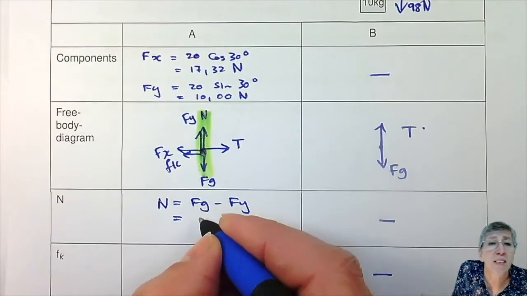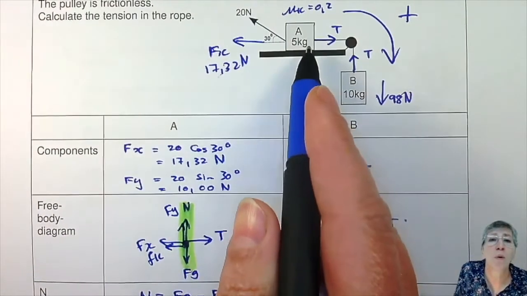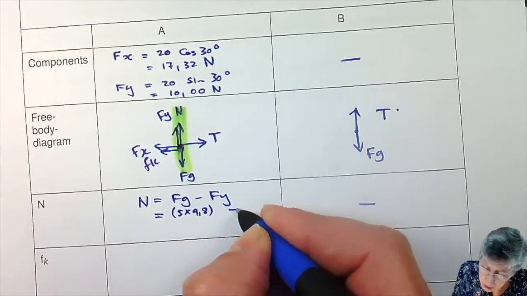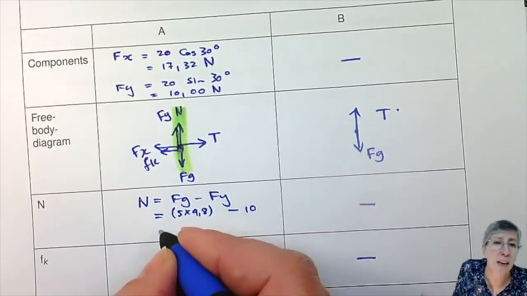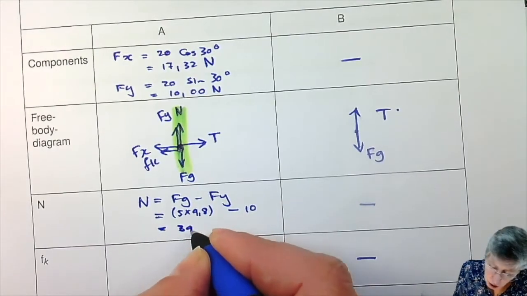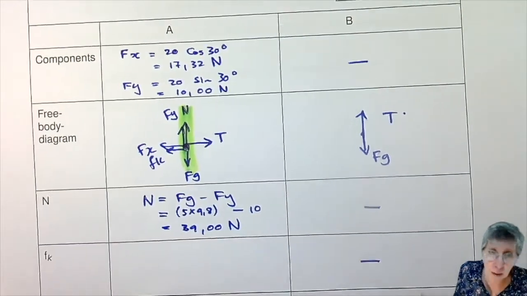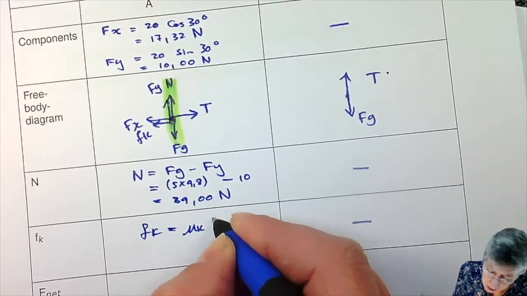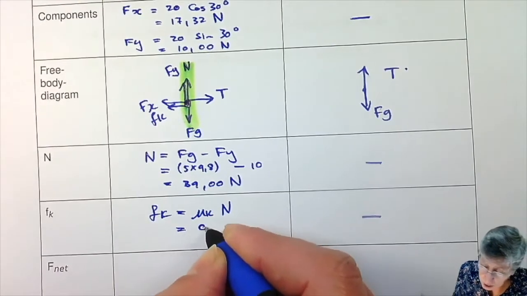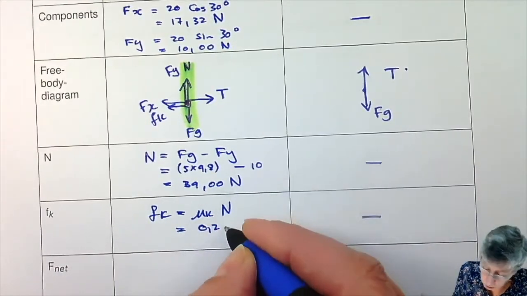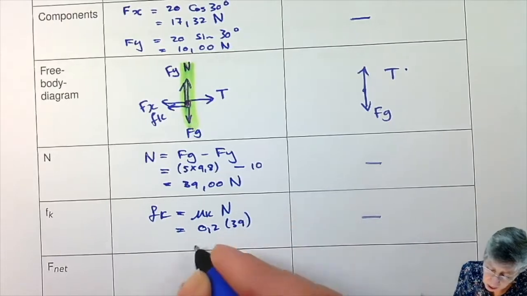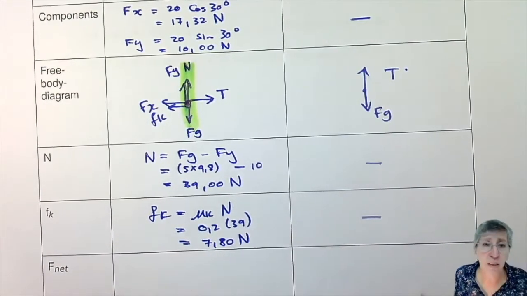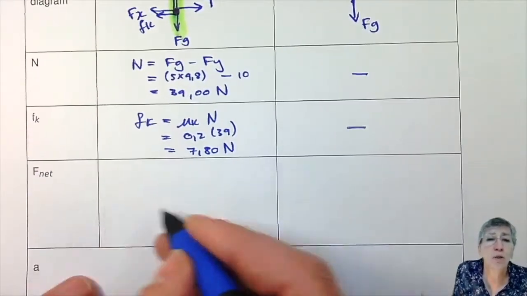Right. Next up, gravity. Now, we're working with the 5 kilogram one, so that will be 5 times 9,8 minus the Y component of 10 that we've already calculated up there. We'll end up with 39,00 Newton. Right, then working out the friction. That is just mu k times the normal force. Mu already given to us up there. Normal force we've just calculated, that was 39. And then you end up with 7,80 Newton.